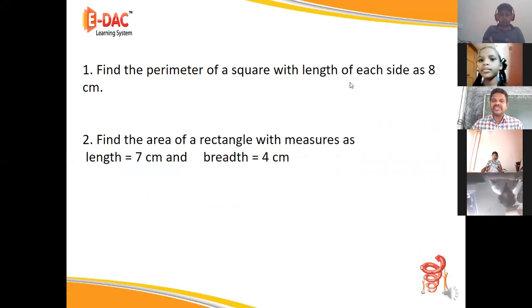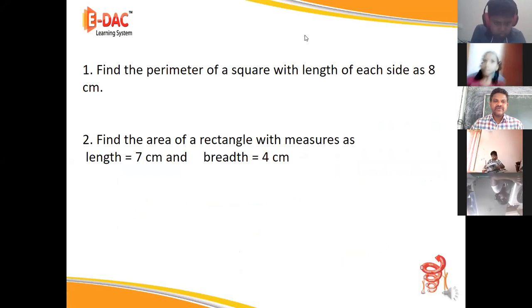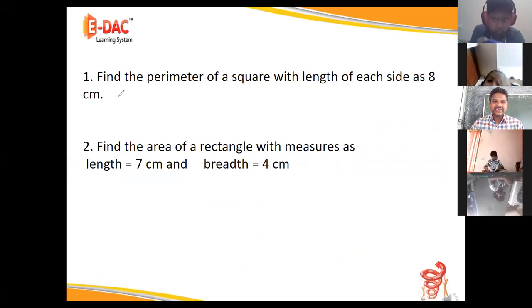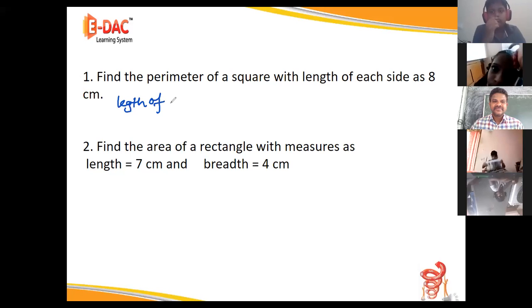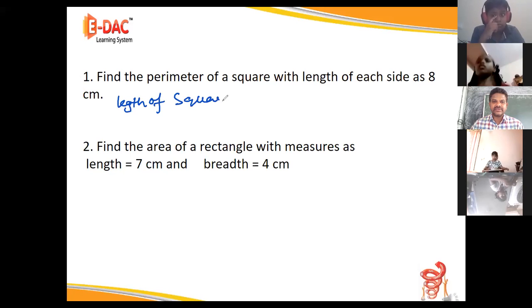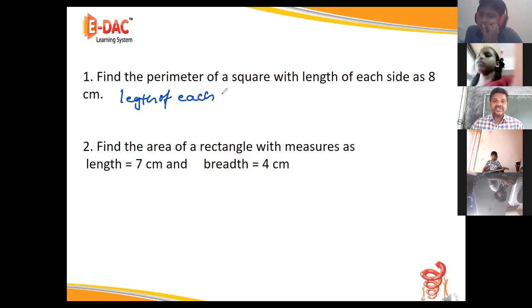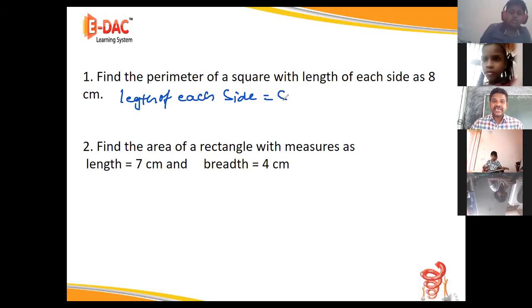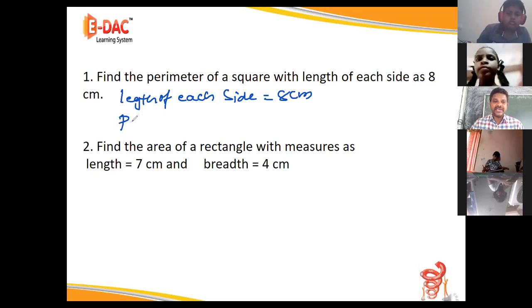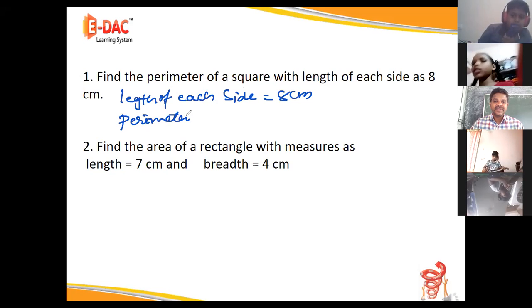Find the perimeter of a square where the length of each side is 8 centimeters. Okay, this is one square. What is the length of each side? 8 centimeters. What is the perimeter? It is a square, you know, all sides are equal.